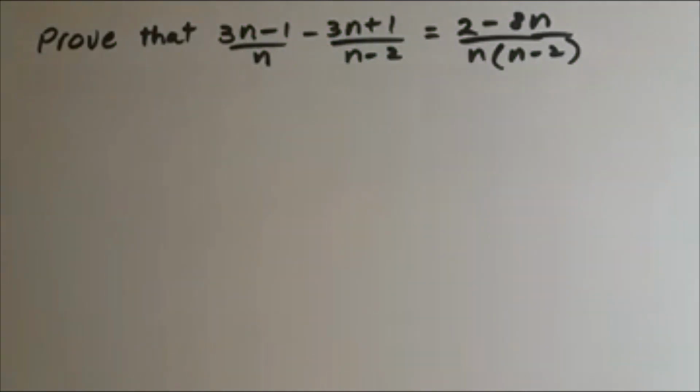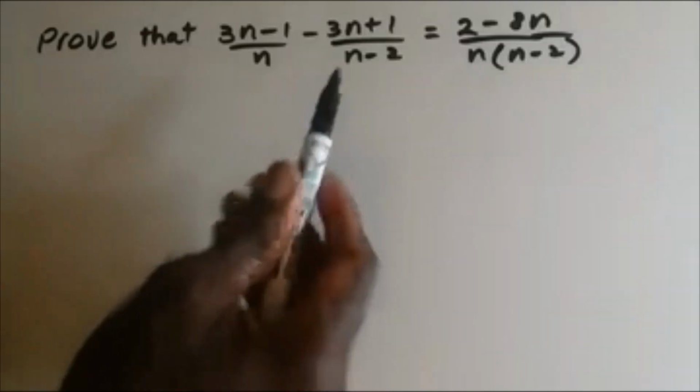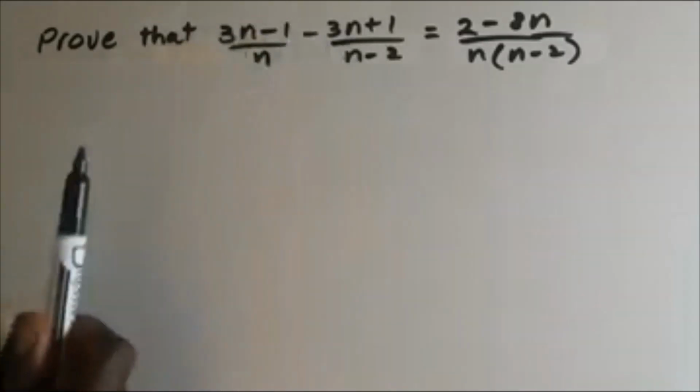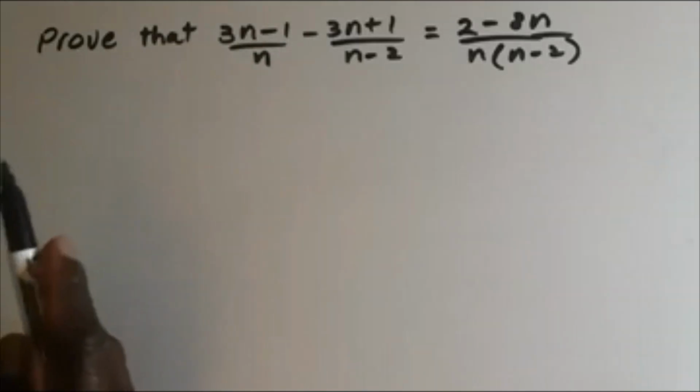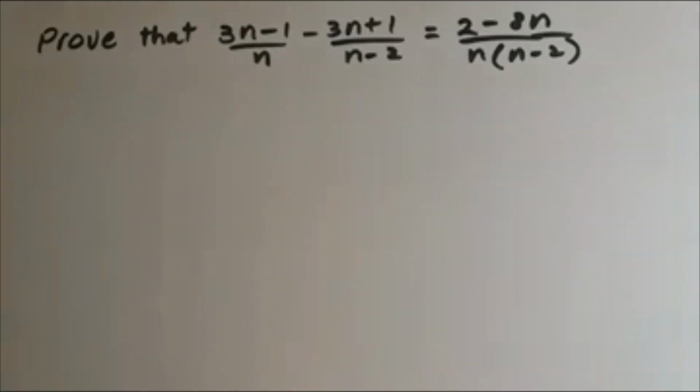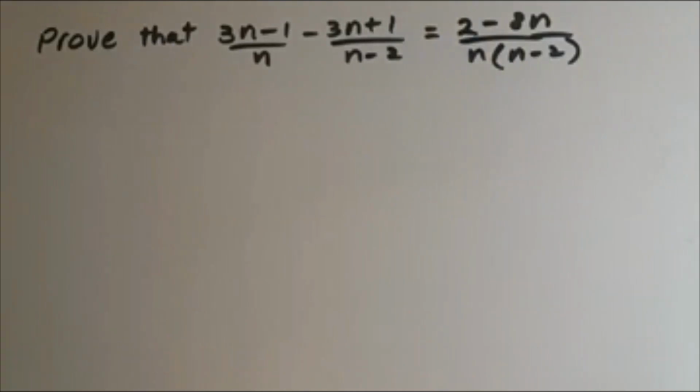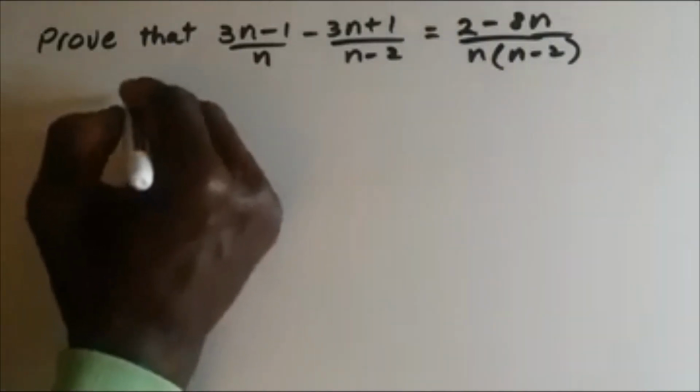We'll subtract one from the other, which means we can just cross multiply in this direction and this direction and then simplify. So we'll take the left hand side and work with it and then show that we arrive at what we have on the right hand side. Let's get cracking.